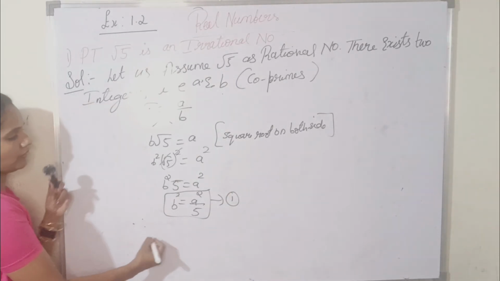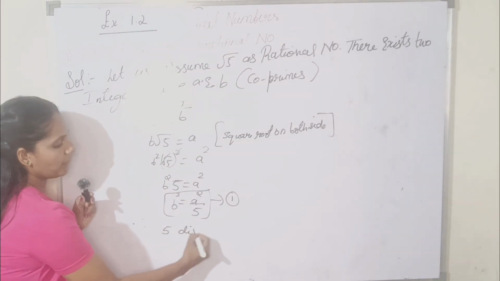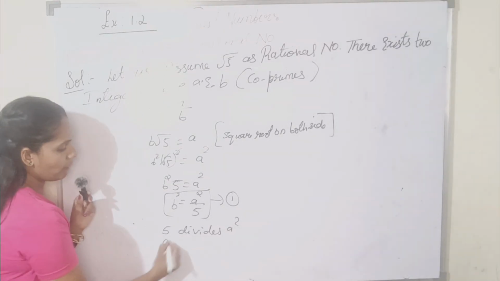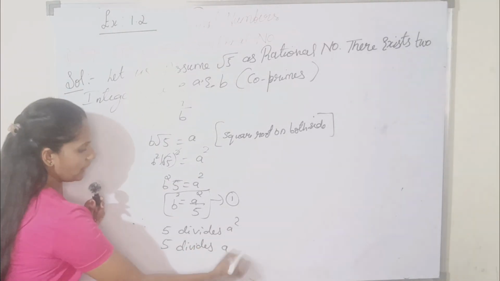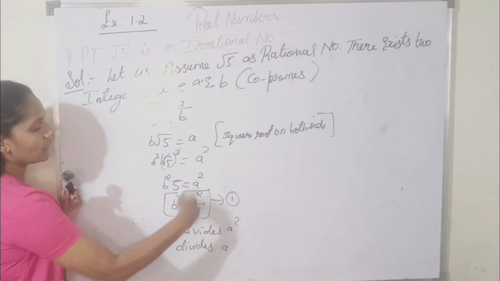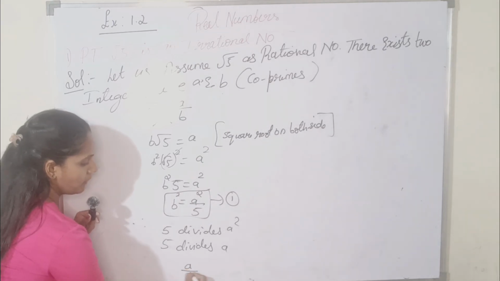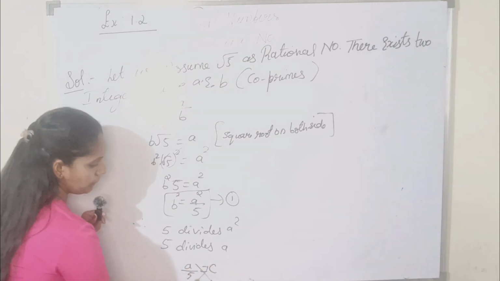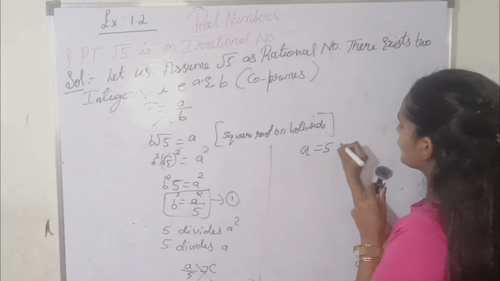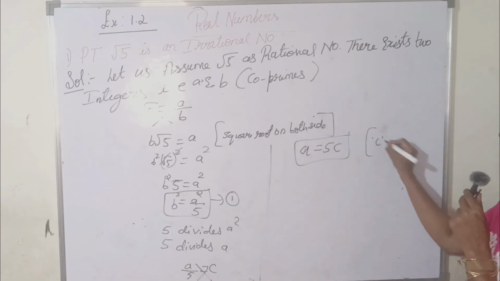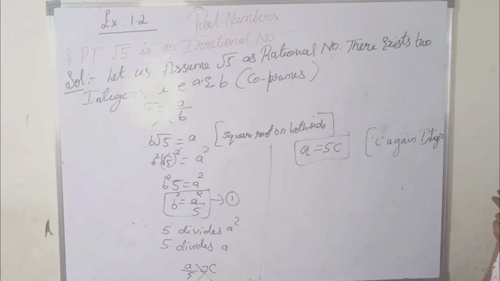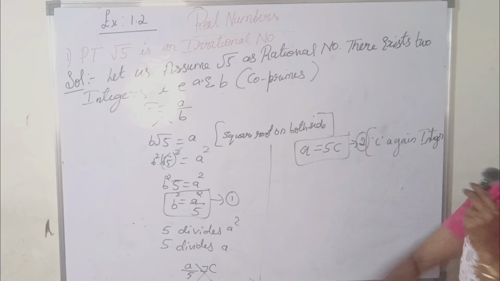From here I can say that 5 divides a square, correct? 5 divides a square, as well as 5 divides a. Now when 5 divides a, you are getting some other integer, correct? So a by 5 is equal to c. Again you cross multiply it, what you will get? a is equal to 5c. What is c? c is again an integer. Now consider this as equation 2.